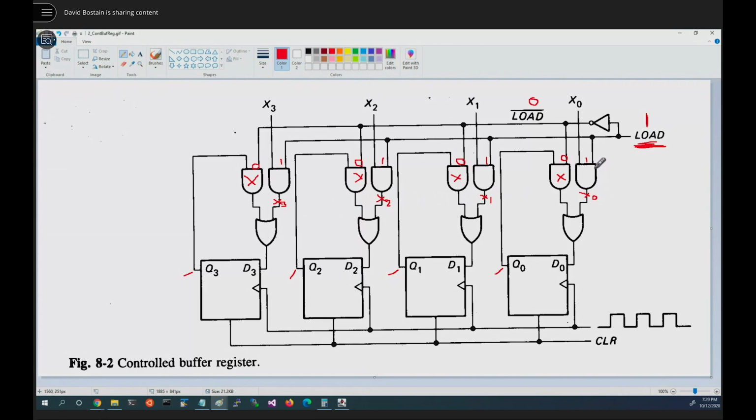If this load is asserted, that makes sense, because what we're trying to do is load this thing with X. We'll put load to be a 1, X will pass through. If the clock goes high while it's passing through, it'll be latched in, and Q will become whatever X was passed in. So all that kind of makes sense.